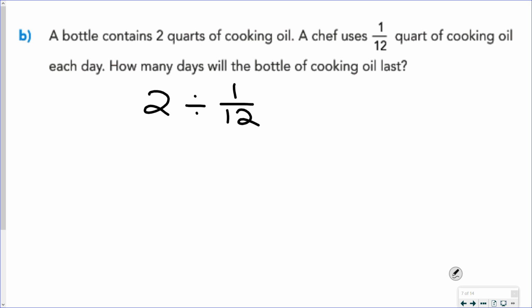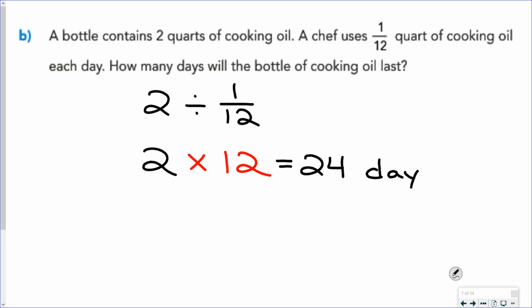Well, if we follow our rules, we're going to keep the first number the same. So the 2 is going to stay at 2. Division becomes multiplication, and we're going to use the reciprocal of 1/12, which is 12. It would be 12/1, which simplifies down to 12, so we can just write the whole number here. And then we take 2 times 12, which is 24, and it is 24 days, because the question says how many days will the bottle of cooking oil last. So our label is days.